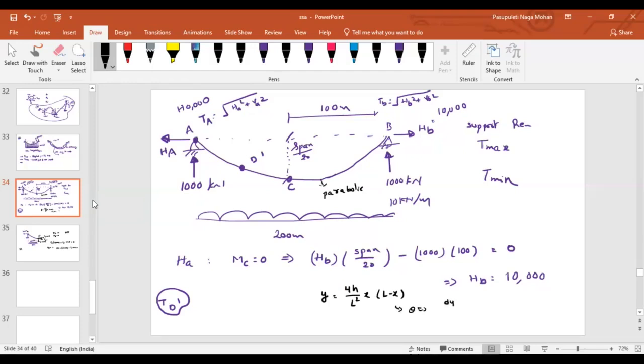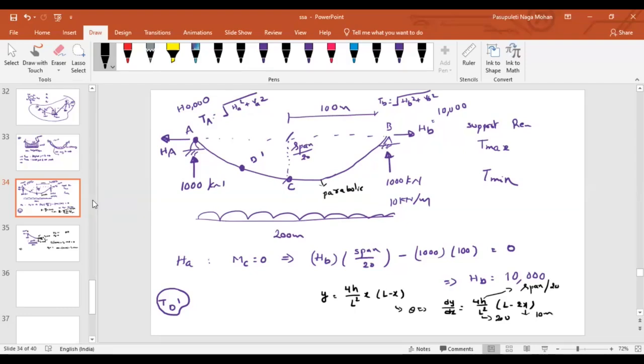That implies we can take dy by dx, which will be equal to 4h by L square into (L minus 2x). What about h here? Here h is nothing but the span divided by 20, whatever is given in the question. And x, in the present case, is given as 10 meters and the length is given as 200. So if we can find this, the other component can also be found.